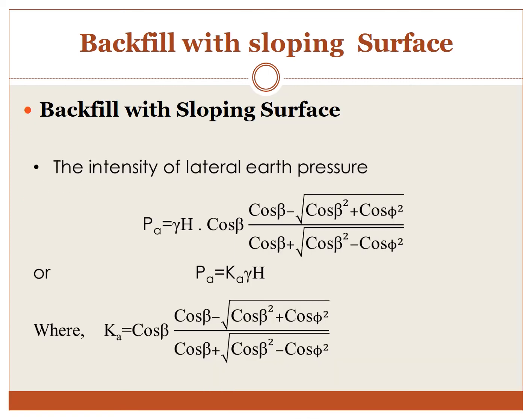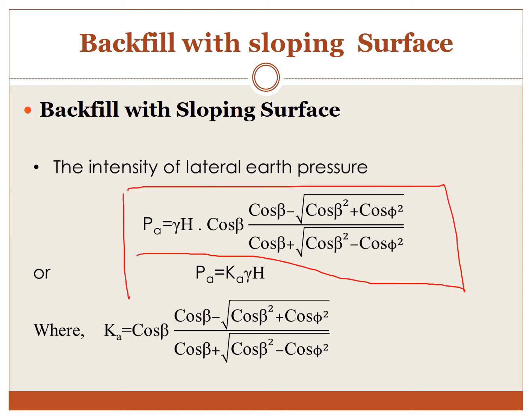For backfill with sloping surcharge, the intensity of the lateral earth pressure on the retaining wall is calculated by this: Pa is equal to gamma H cos beta times (cos beta minus the square root of cos beta square minus cos phi square), where beta is the surcharge angle or inclination angle and phi is the friction angle. Or the equation can be written by this, where Ka is this.